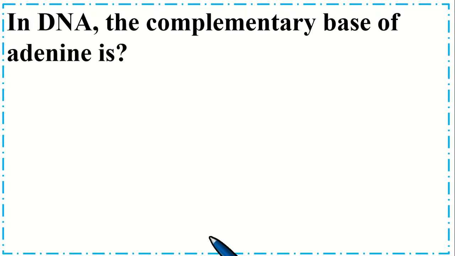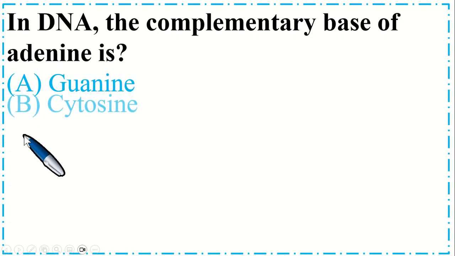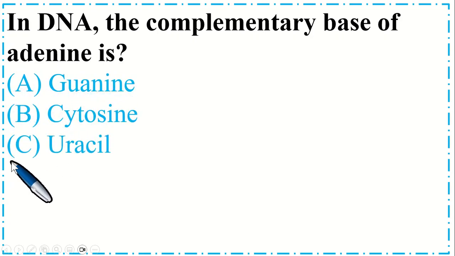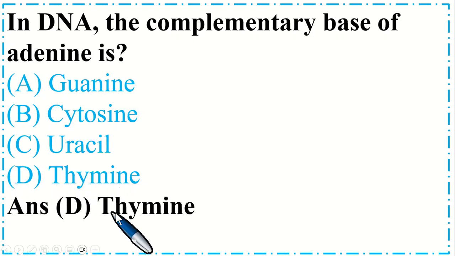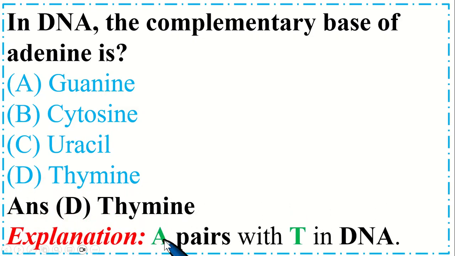So this is a very important MCQ. In DNA, the complementary base of adenine is: option A, guanine; B, cytosine; C, uracil; and option D, thymine. So the correct option is D, thymine. Adenine pairs with thymine in DNA.